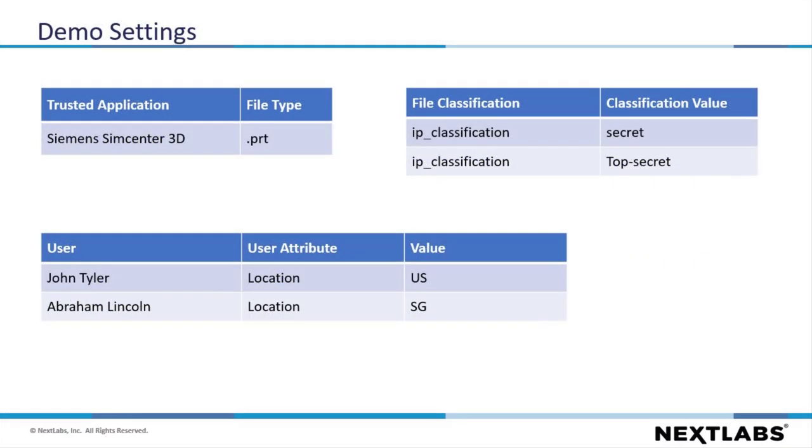Before we proceed, let's review some settings in the demo environment. First, our trusted application is Siemens Simcenter 3D, specifically for PRT files or part files. For file classification, IP classification is a document classification category that has been defined in SkyDRM. It has two values, secret and top secret. There are two user accounts, John Tyler and Abraham Lincoln. They each have different locations represented by a location attribute with a country value.